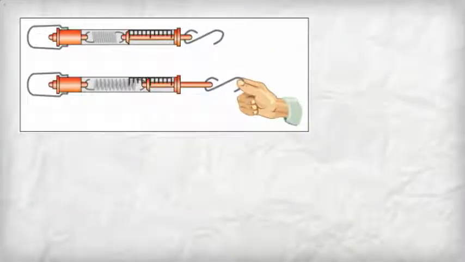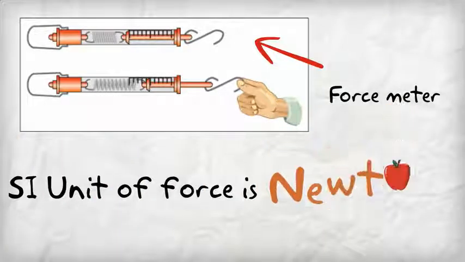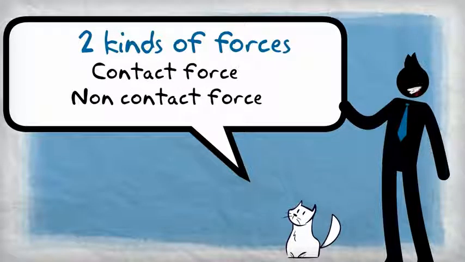A force is measured using a force meter. The SI unit of force is Newton. There are two kinds of forces, contact force and non-contact force.